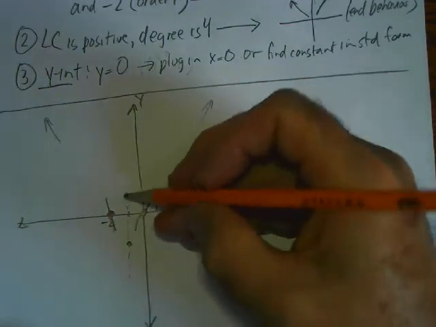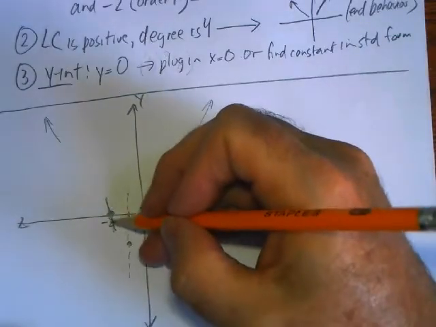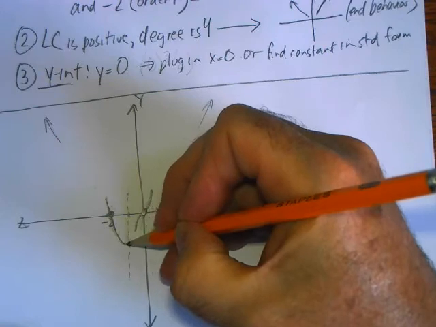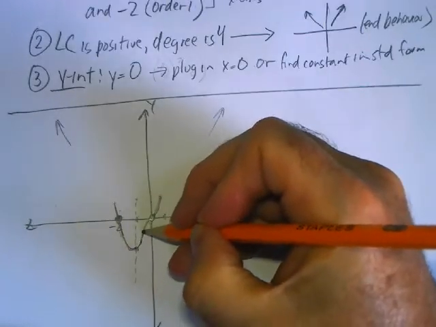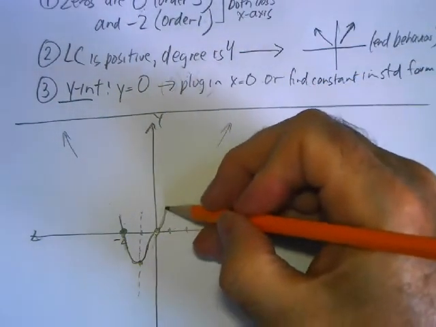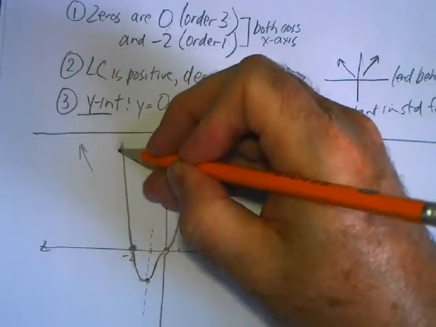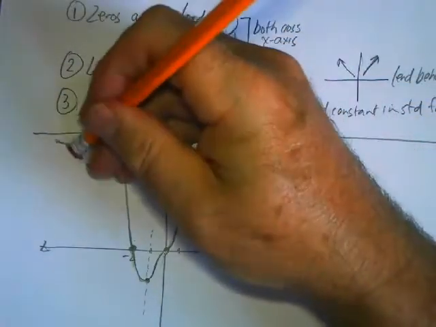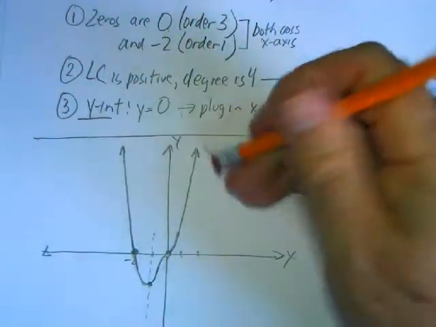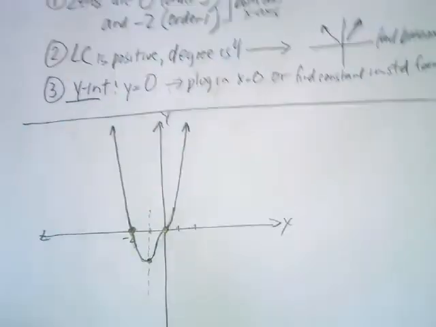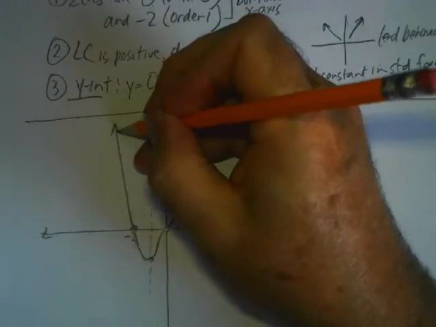And now I'm just going to kind of connect the dots. So I know this is going to come down here, back up, and then this is going to head up to positive infinity, and so is this. These are really just for reference. Don't try to always join up to those. Just remind yourself of where you need to end up.